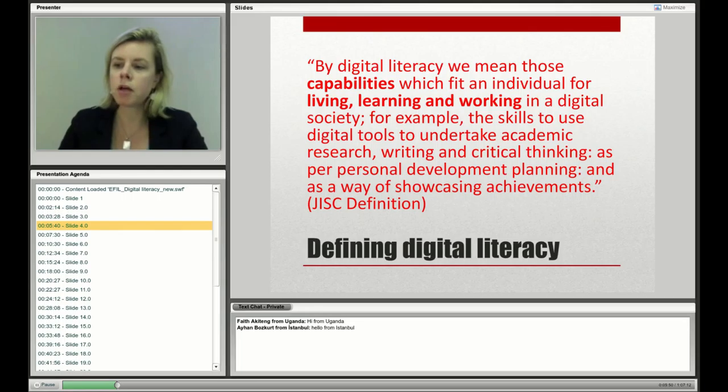new definition from an organisation in the UK called JISC. They do work in supporting the higher and the further education sector, and they've had a model of digital literacy that they've been working on for a few years. I'll show you that model in a moment, but I find their definition really quite helpful. They actually talk about digital literacies as capabilities, but they're really emphasising that they're not just capabilities that we need for learning, they're capabilities for living, learning and working in a digital society.